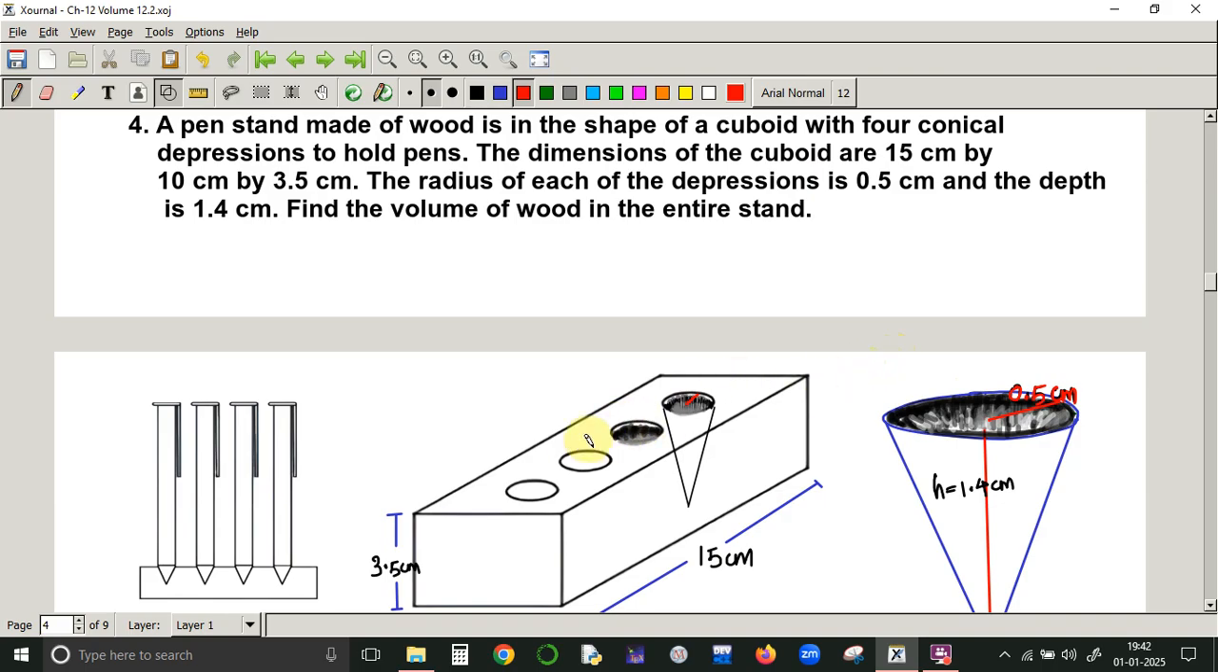So from these 4 holes, volume is gone. So the wood is left in this part, and we have to find how much wood is present in the wood stand. So the idea behind this is, we will find the volume of the cuboid minus what? The volume of 4 cones. So 4 into the volume of a cone. This is the idea behind this question.